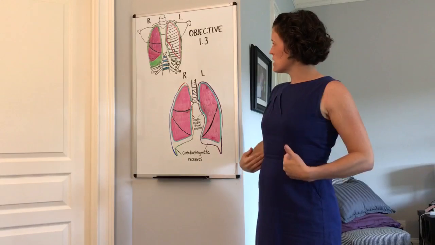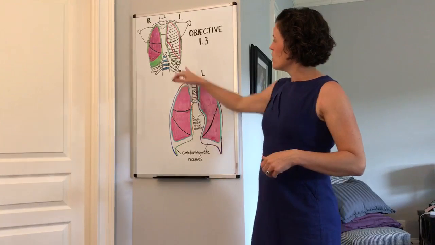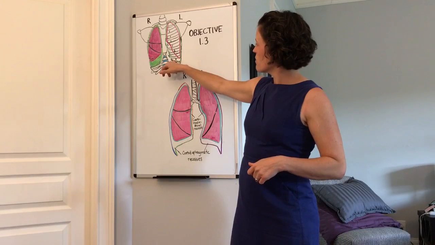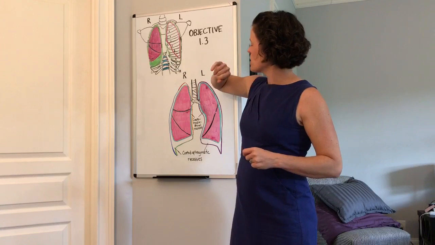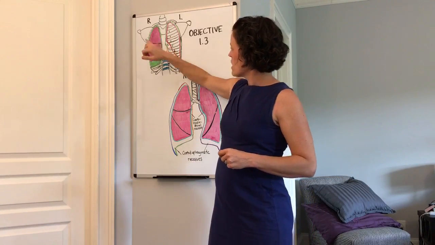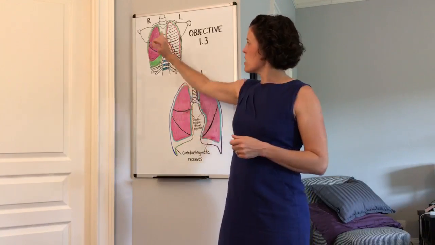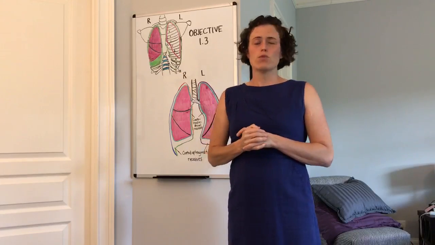And by the time you get to the mid-clavicular line, the parietal pleura reaches to the 8th rib, while the lungs reach to the 6th. And the horizontal and oblique fissures are at the levels of the 4th and 6th rib, respectively.